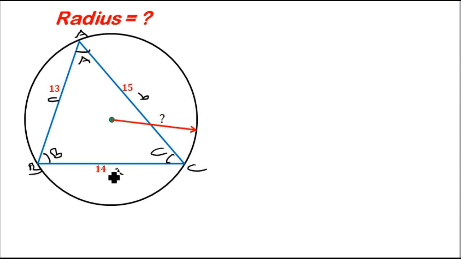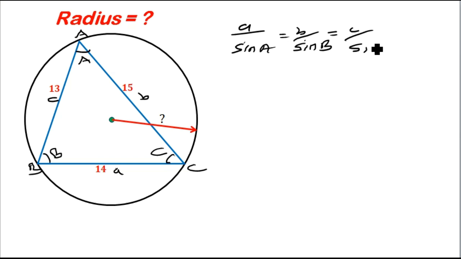denoted by small a. Now, according to the sine rule, when you have a over sine A equals b over sine B equals c over sine C, it is always 2R. Now, when we stick to just one angle, maybe when we just stick to angle A, then we'll use the first and the last comparison. So we'll have a over sine A equals 2R.